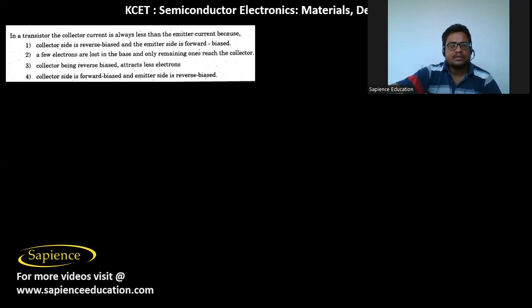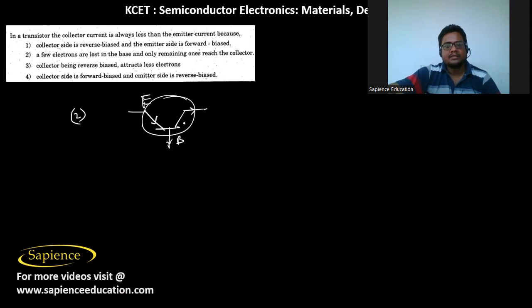And here it is told, in a transistor, the collector current is always less than the emitter current because it will be option 2, since a few electrons are lost in the base and only the remaining ones reach the collector. Here the transistor is somewhat like this. We have the emitter, base and collector.